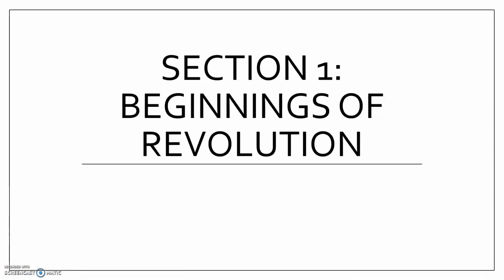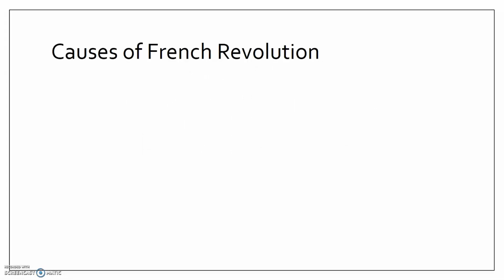So, section 1, beginnings of revolution. Causes first. All right. France was in rough shape on the eve of the revolution. We had 3 different estates or social classes, and this goes all the way back to medieval times. Right? In the Middle Ages, European society was very, very structured. There wasn't really much moving up or down. If you were a noble, you did not marry a peasant, and vice versa.